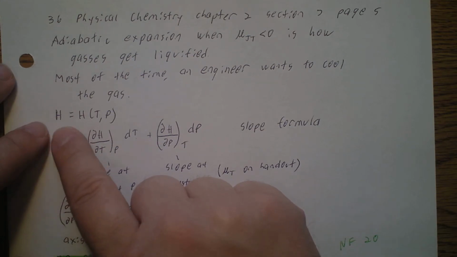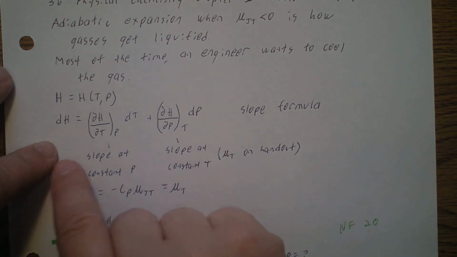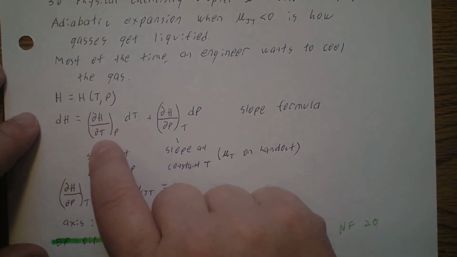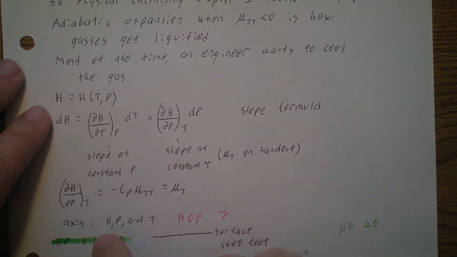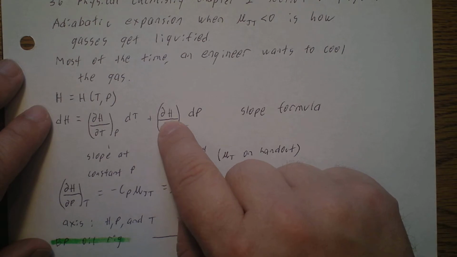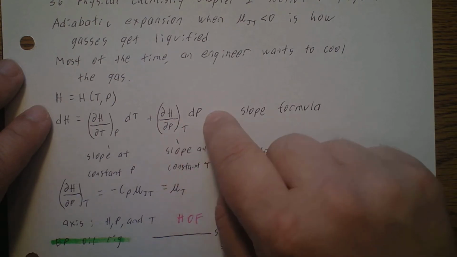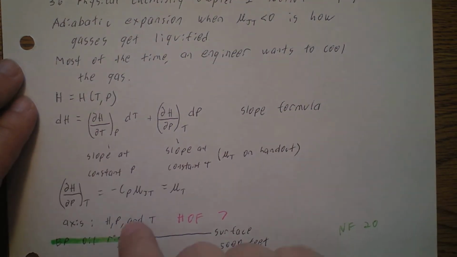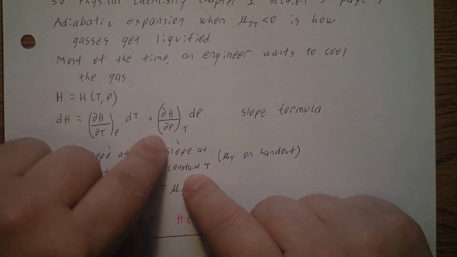We already showed that enthalpy is a function of temperature and pressure. So the exact differential is going to be: the differential of enthalpy is the partial derivative of enthalpy with respect to temperature holding pressure constant times the differential of temperature, plus the partial derivative of enthalpy with respect to pressure holding temperature constant times the differential of pressure. This here is called the slope formula. So this here is the slope at constant pressure.